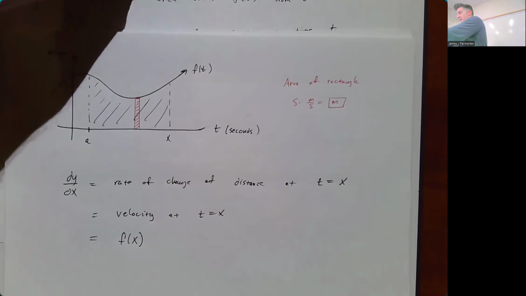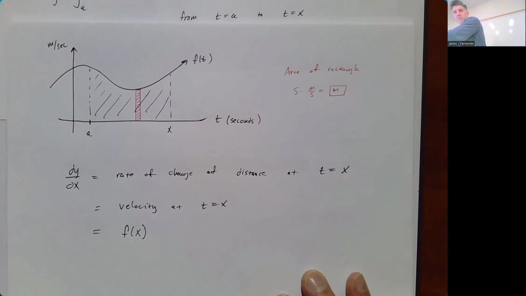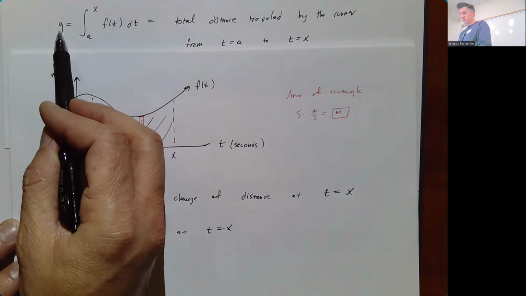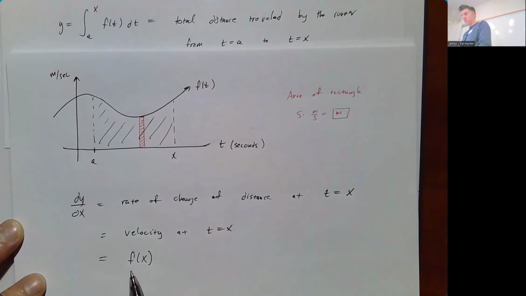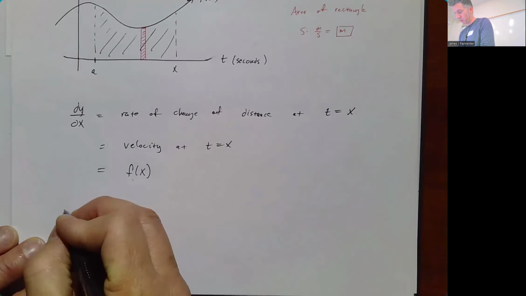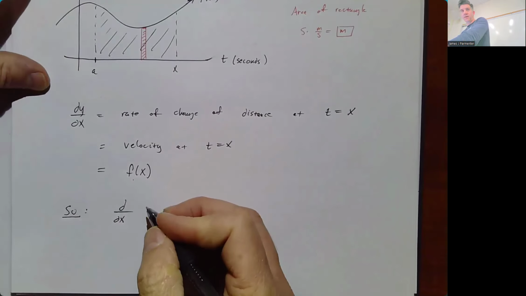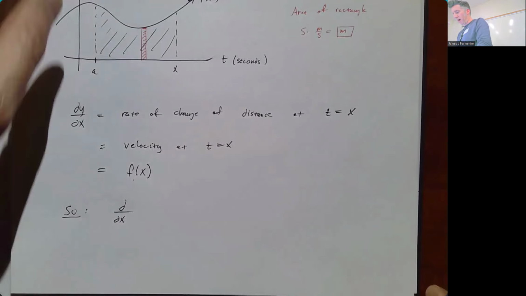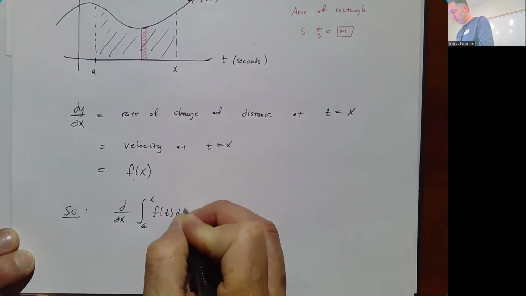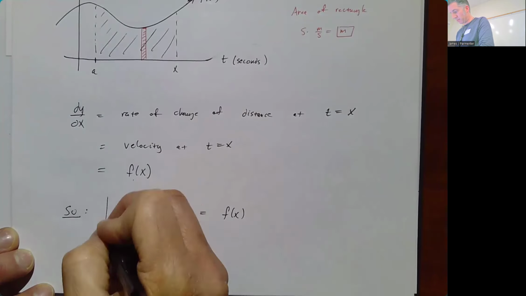Okay, we're going to put it all together now and get the result that we're looking for. There's our y up there, and we just said that the derivative of that is equal to f of x. Or in other words, the derivative of y, the integral from a to x of f of t dt, is equal to f of x.